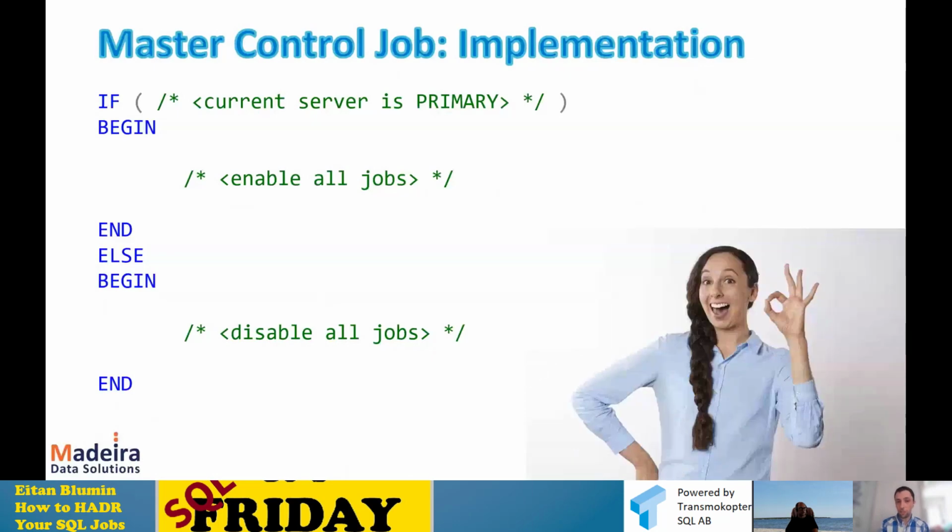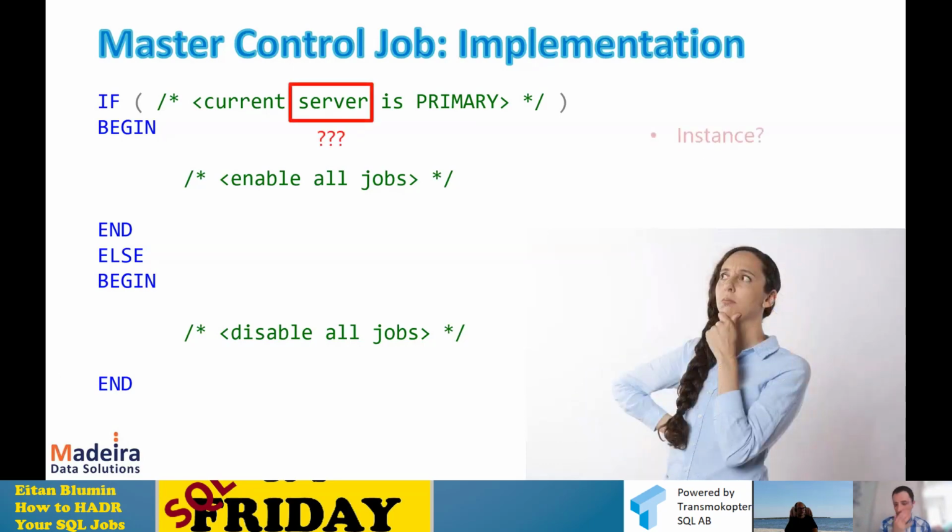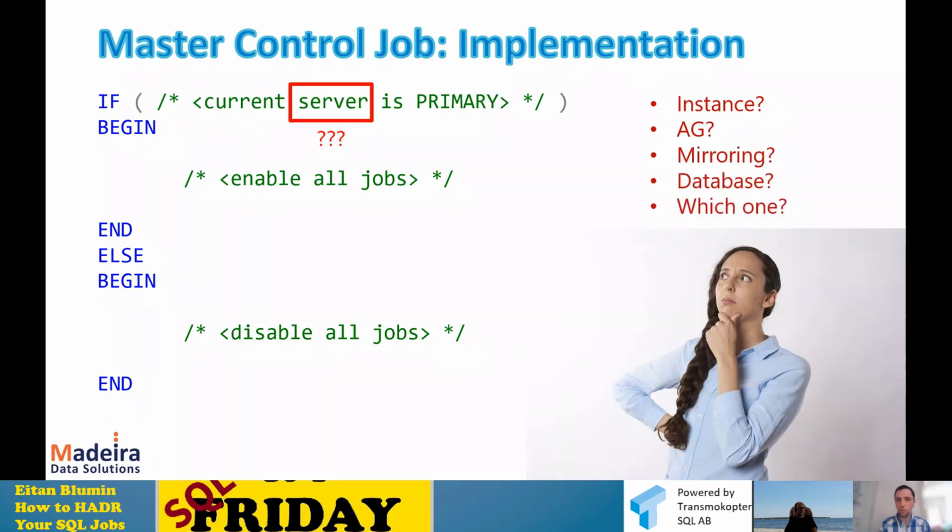The implementation of such a master control job would look something like this. If the current server is primary, then enable all jobs. Otherwise, disable all jobs. But wait a second. Current server is a bit confusing here, because what am I talking about? Am I talking about the instance, the SQL Server instance? Am I talking about a certain availability group or a database mirroring session? Maybe a certain particular database? Which one? I need to know what I am even checking.